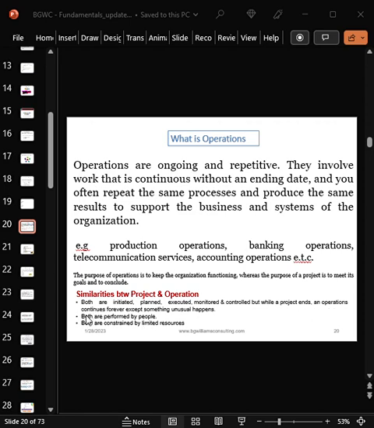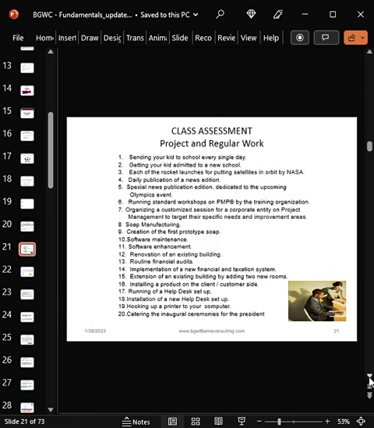Number two similarity is that both project and operation are performed by people. Number three similarity is that both project and operation are constrained also by limited resources. Okay, so please I would like you to take note of these little similarities. The only thing that makes it different is that between a project and operation, one has an end date in mind while the other does not have an end date, because definitely in an operation you are going to plan.